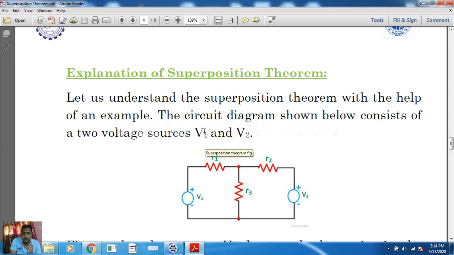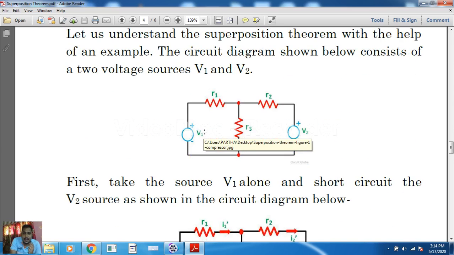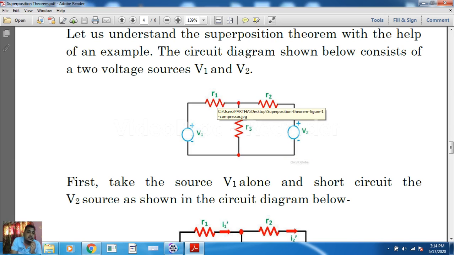Now, the explanation of the superposition theorem. As we have discussed, first I am considering a circuit. What is the circuit? There are two sources, V1 and V2, both shown here. There is no internal resistance, and three circuit resistors are there, R1, R2, and R3.